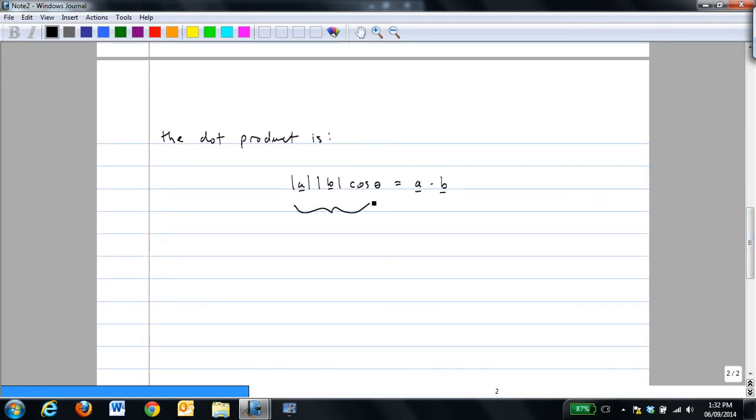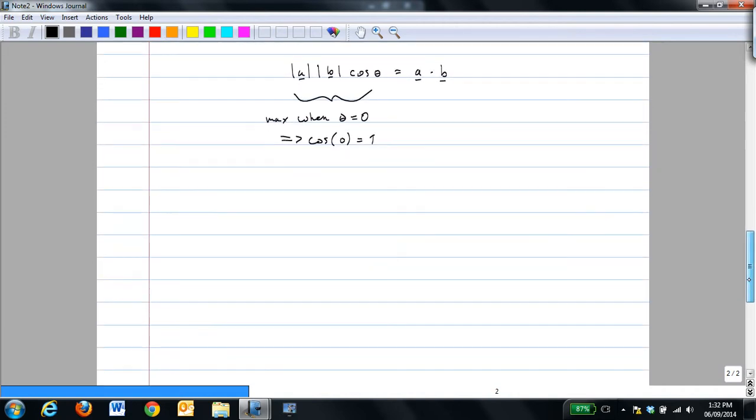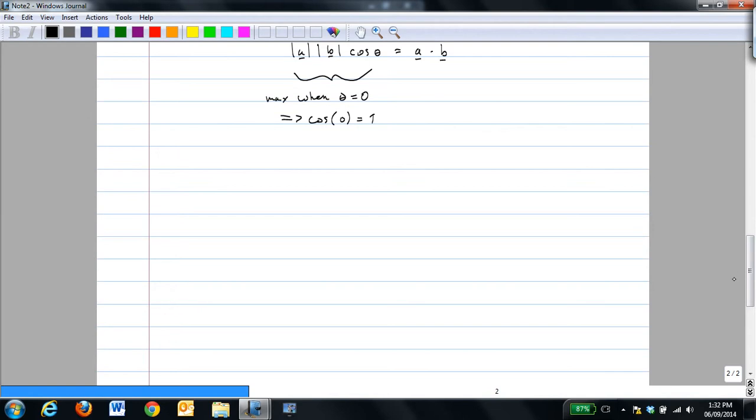And this is maximized. So the dot product is maximized when theta equals 0. So if theta equals 0, then cosine of 0 equals 1, which is something you all should know. Okay, alternatively, I think the textbook may write it like this.